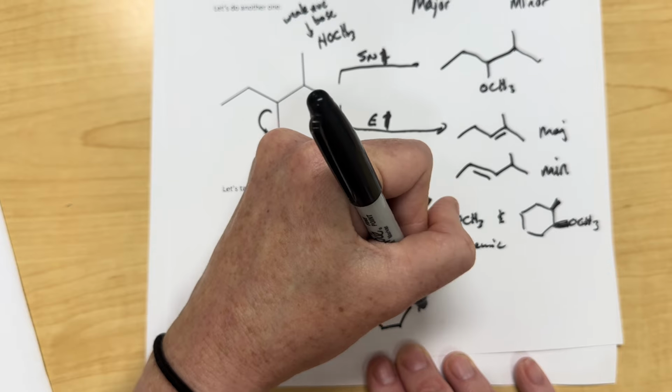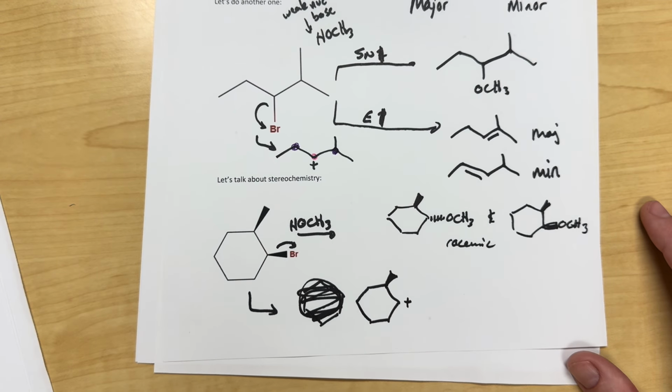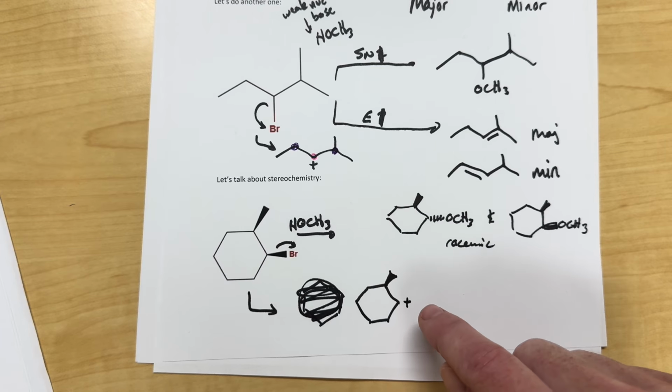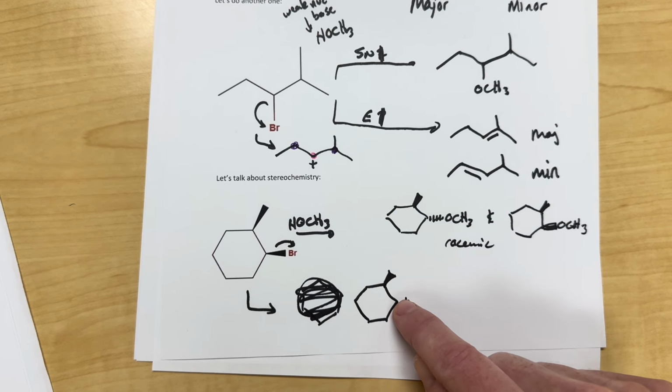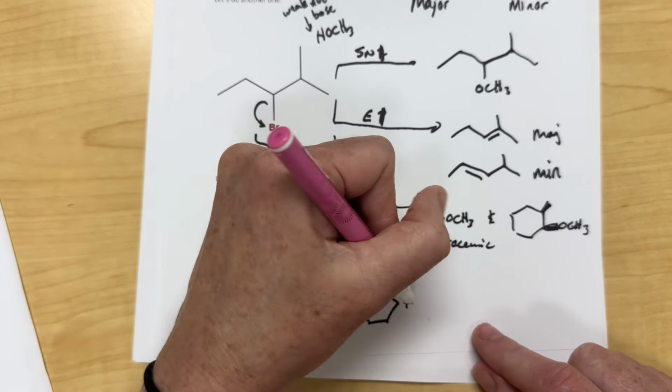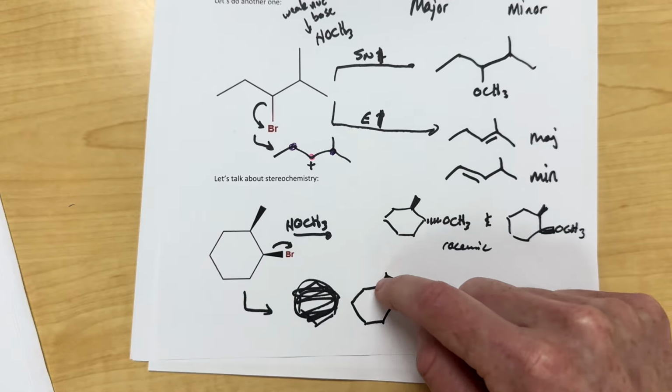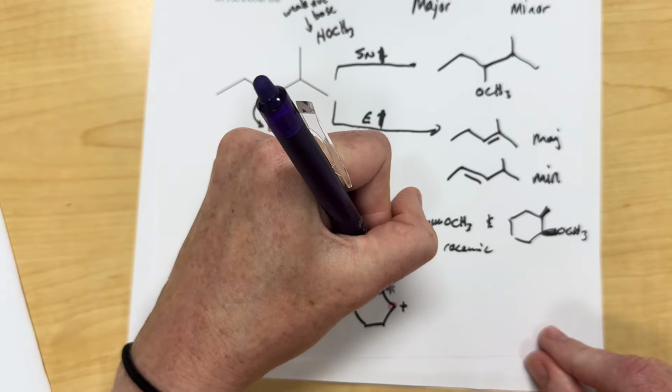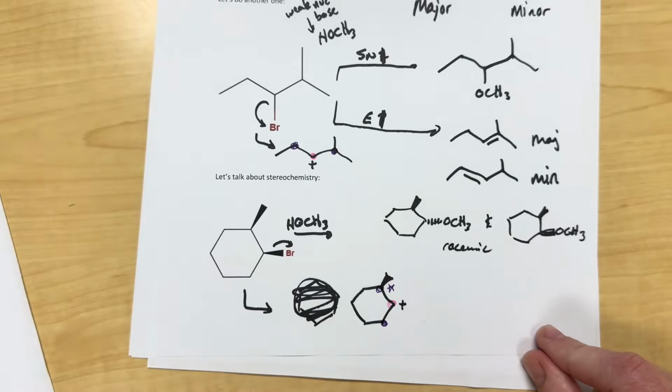So this leaving group has left. Okay? Now, because this is a positive charge, if this is our alpha, and this one up here is our more substituted beta, that's the beta we're going to be looking at. This is also a beta for a minor product.